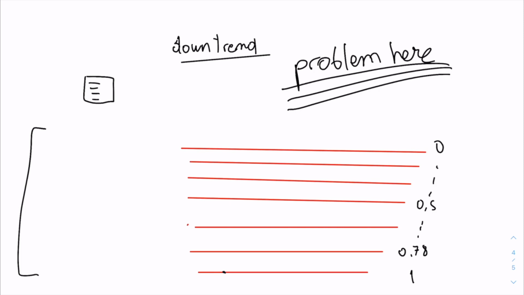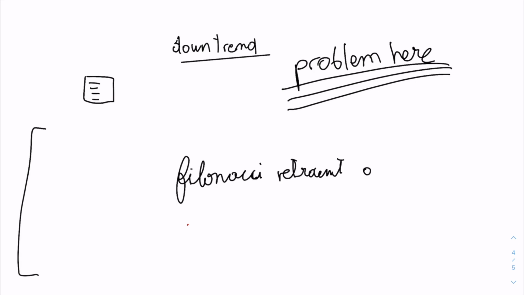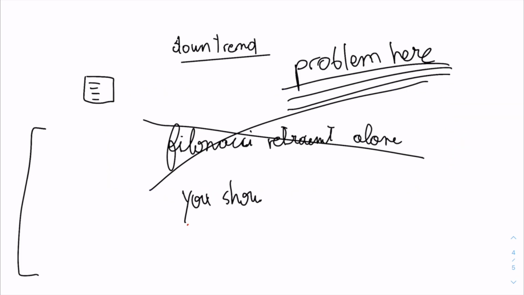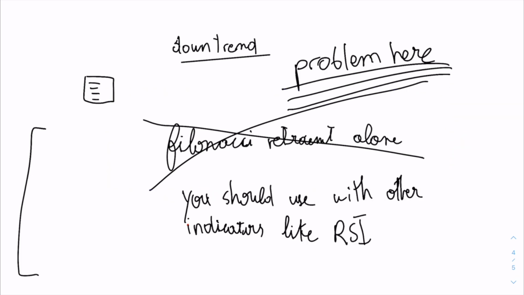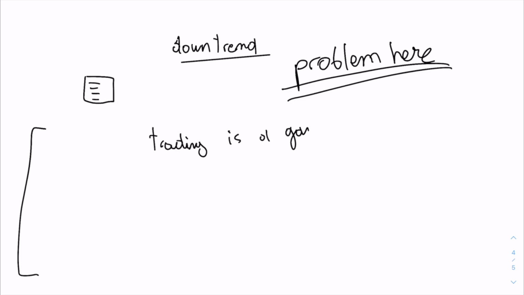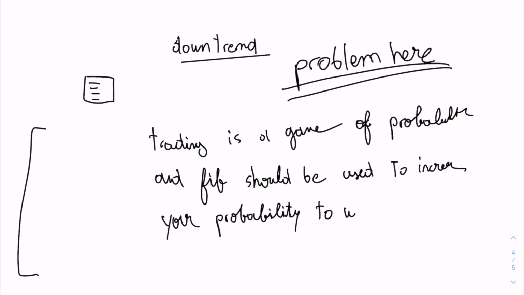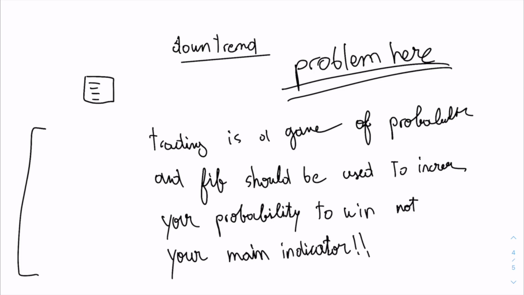Because whether a stock is on an uptrend or downtrend, it can reverse from any level. Either 0.5, 0.78, it can simply reverse at any level. That's why we never use Fibonacci retracement alone. We need to use it with other trading indicators. Fibonacci retracement should be a tool to increase your win rate in your trading strategies and not the main indicator to get into the trades.